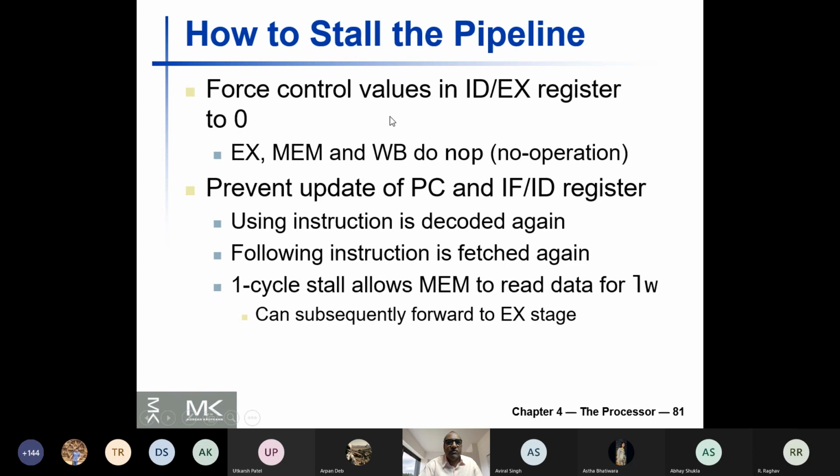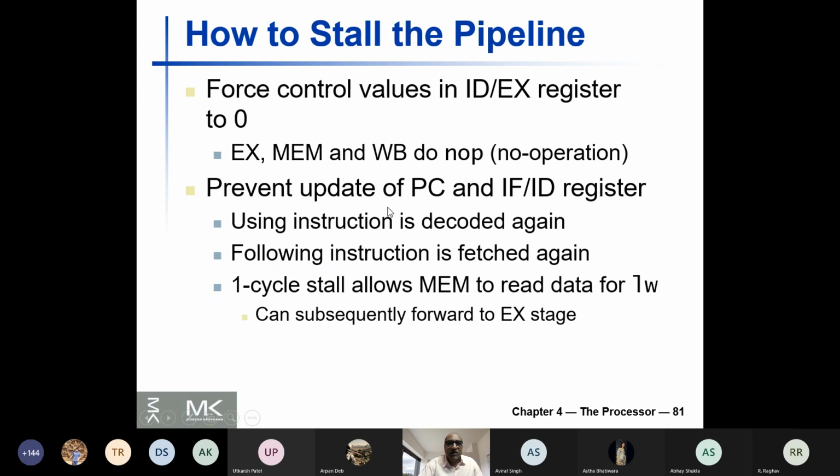For that, we force the control signals in the ID/EX register to be 0. If you set the control signals to 0 after you detect this hazard, then the following stages will successively perform no operation. We'll see how it happens. This is for introducing a bubble, or a no operation, in the EX stage, followed by memory, then write back in successive cycles. Once you introduce one no operation, the same thing has to percolate to the following stages, since it is a pipeline.